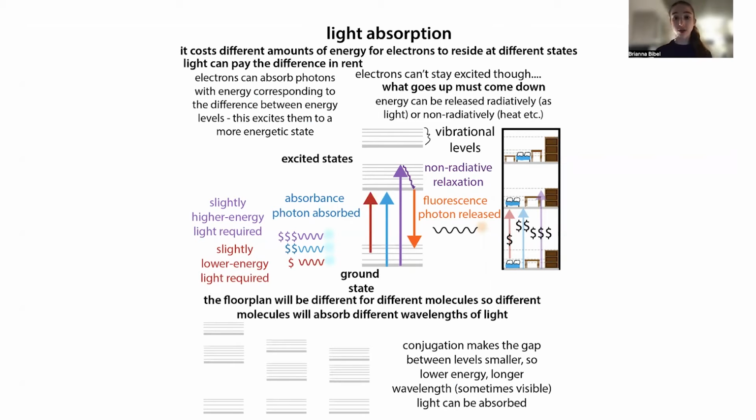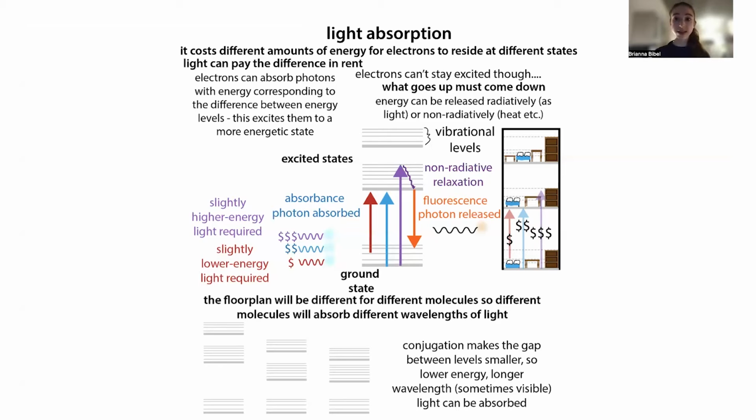Now, different molecules are going to have different floor plans. They're going to have different ceiling heights. So it's going to cost different amounts of energy to get between different floors. In the case where we have conjugation, when we have that resonance stabilization, it's going to make the distance between those floors shorter. And this means that lower energy, longer wavelength light, sometimes even visible light in the case of dyes, can now be absorbed. And so it's lowering the cost to get to another floor, and you're changing the wavelength of the light that gets absorbed. And therefore you might be able to change it into something that you can see.